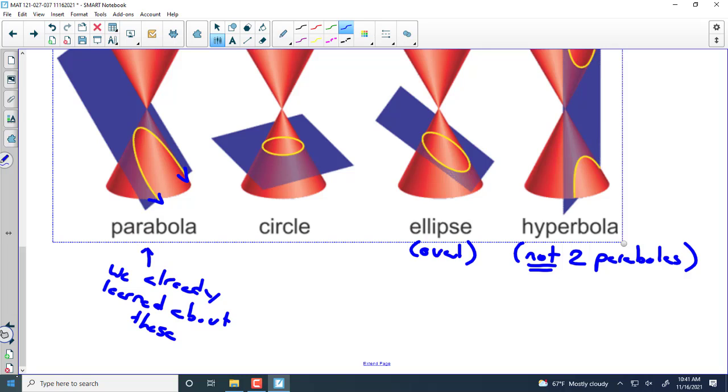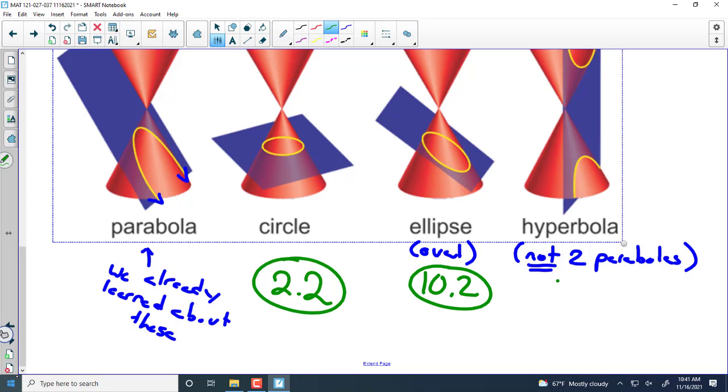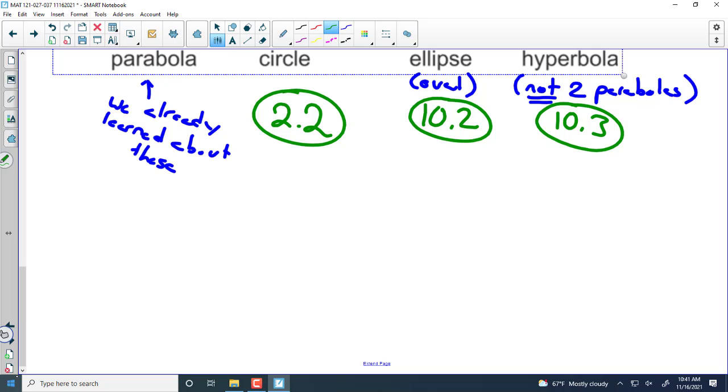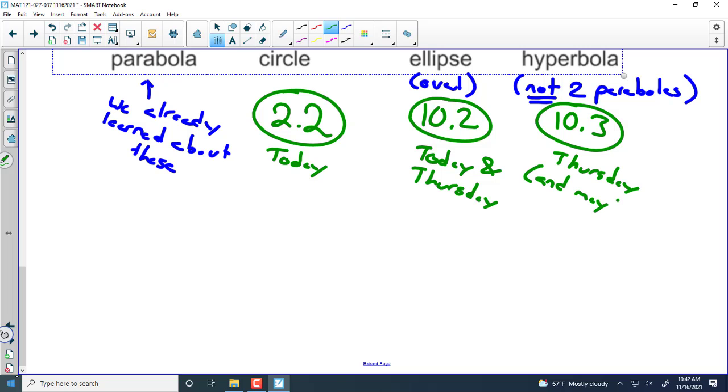And just so you know, this is what we do in section 2.2. This is what we do in section 10.2. And this is what we do in section 10.3. Those are the sections we're going to be covering over the next couple days, this week: circles, ellipses, and hyperbolas. So this will be today. This will be today and Thursday. And this will be Thursday and maybe finish after break. So maybe we'll have to do a little bit more cleanup on that one when we come back from fall break.